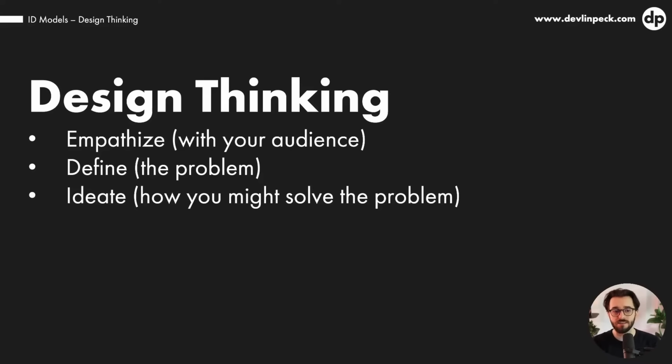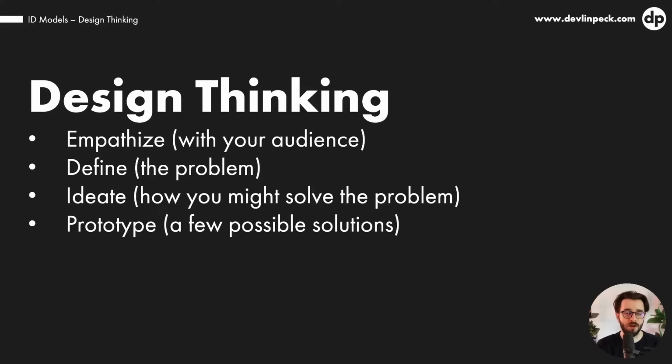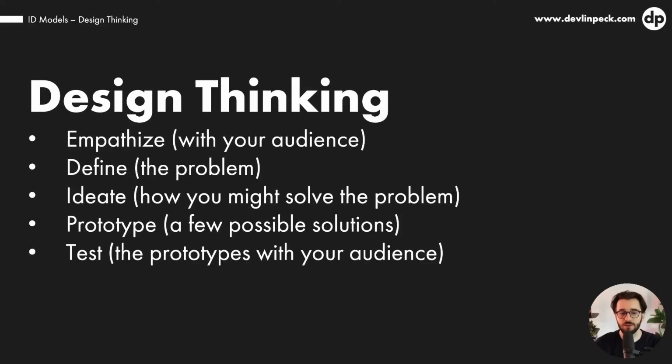From there, you would ideate how you might solve the problem. So you're coming up with potential solutions. From there, you prototype a few possible solutions, and then you test the prototypes with your audience to see which solutions are best. So it's this 5-step process. If the prototypes don't work, you might go back to the empathize part, and then you might continue going through it again. So it's iterative in that nature.